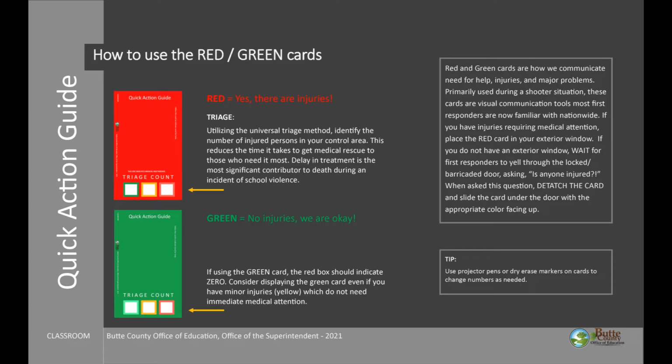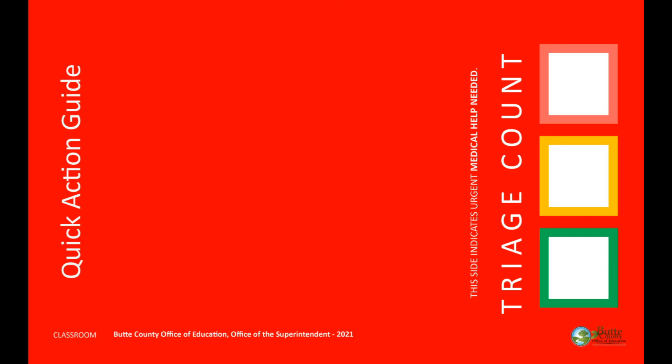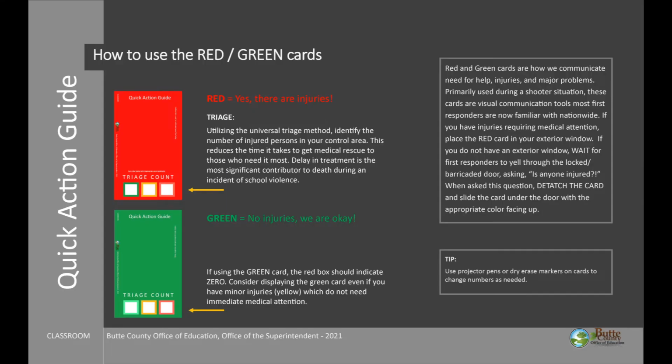If there are injuries requiring medical attention within your room, you will place the red card in your exterior window. This will alert responders of a priority location to reach in order to rescue those who are injured much more quickly. If you do not have a window, wait for first responders to yell through your locked or barricaded door, asking, "Is anyone injured?" Only after being asked this question, or one similar, detach the card and slide it under the door with the appropriate color facing up. Red side up if there are injuries, green side up if there are no injuries.